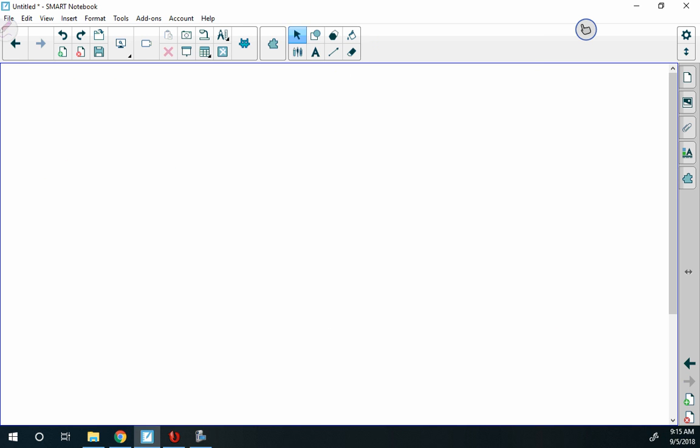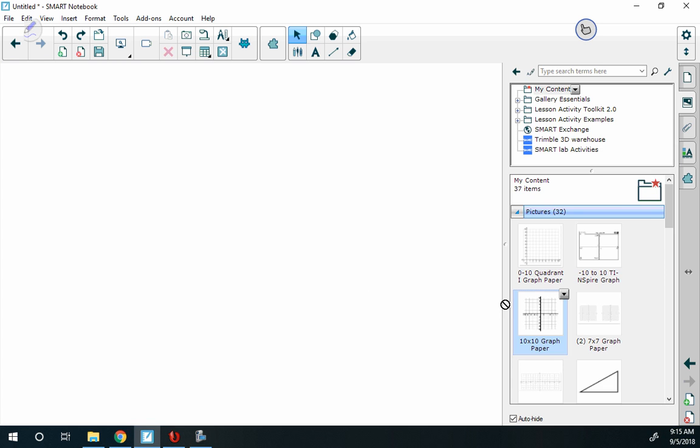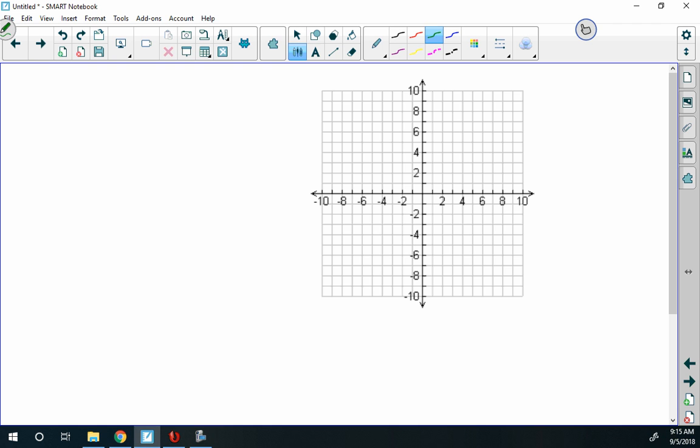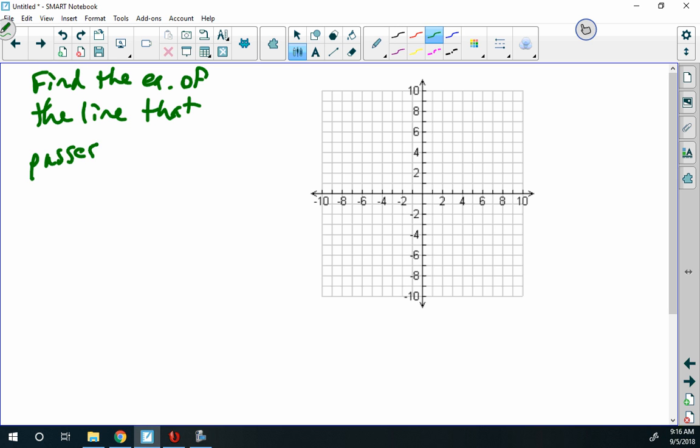Sometimes we're not going to know those things. Sometimes all we're going to be given is 2 points. Find the equation of the line that passes through, T-H-R-O-U-G-H, or just a U? 3, 5, and -6, -9.